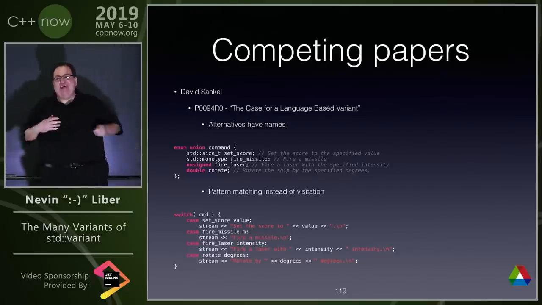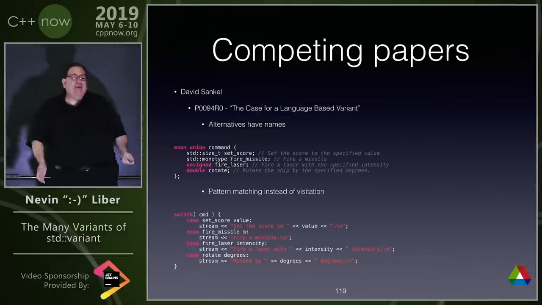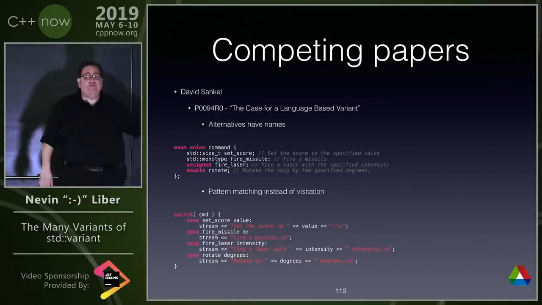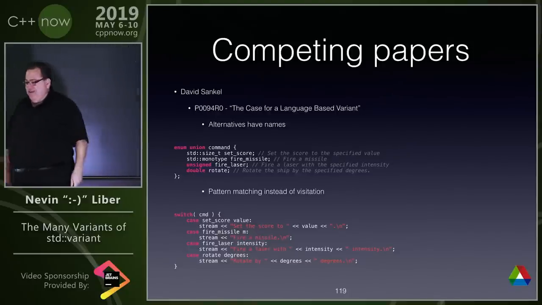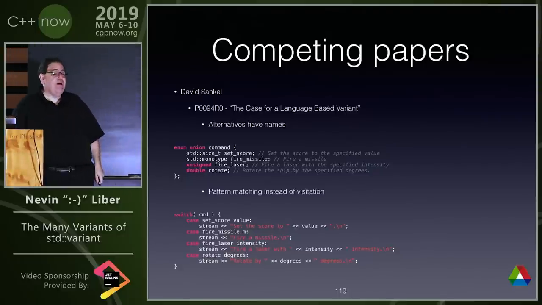This is being evolved again. This is my 1 minute saying, we want this. I'm really hoping this is a flagship feature of C++ 23. I mean, this fixes the usability problem of variant.